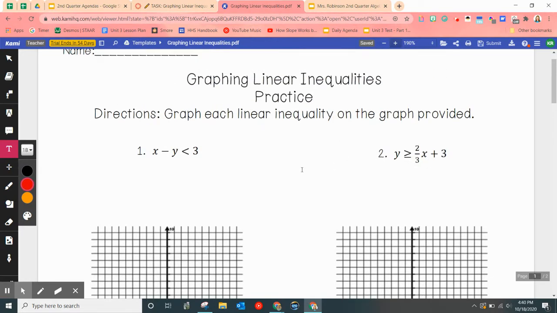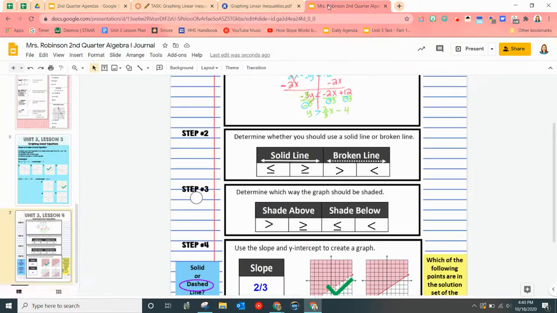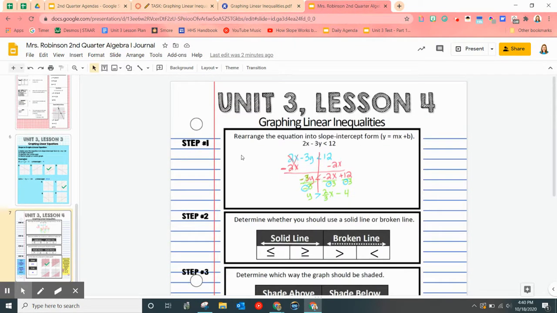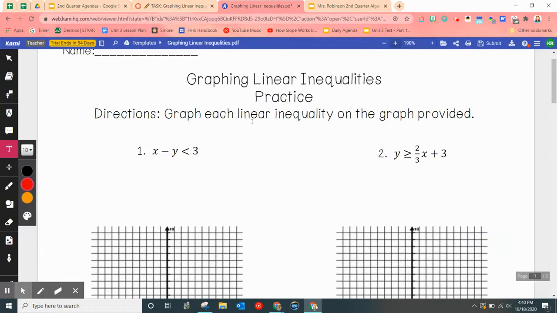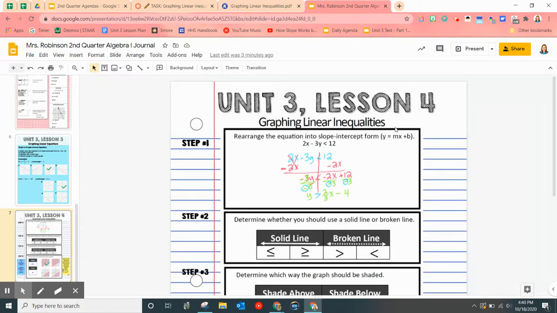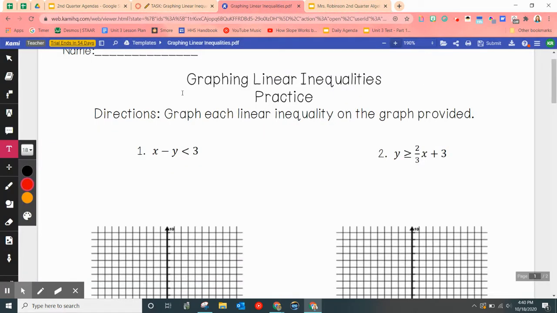So the first thing you need to do is look, and I would leave your notes open so that you can follow the steps. So step 1 is rearrange it so that it's in slope-intercept form. Then you're going to determine if it's a solid or broken line. So look at number 1. It is not in the form where y is on one side by itself. Okay, so this one needs to be solved. So I'm going to solve this one with you. Let me grab a color here.